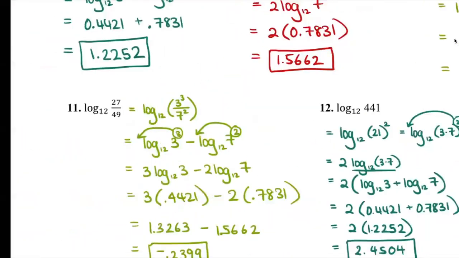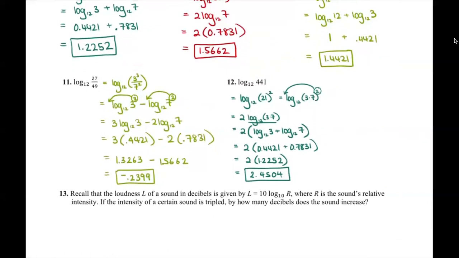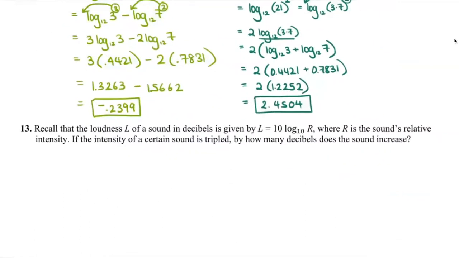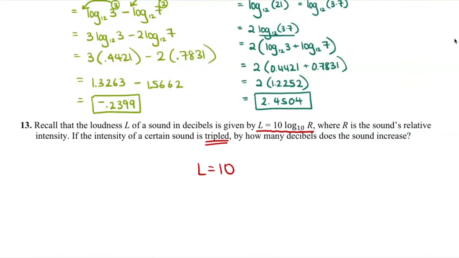All right, so that's kind of the third type of problem you might find. Number 13 is just kind of giving you a situation, a context in which you might see problems like this. This is talking about the loudness, L, of sound in decibels, given by this equation. R is the sound's relative intensity. If the intensity of a certain sound is tripled, by how many decibels does the sound increase? All right. So if the sound is tripled, like let's say my original sound R was just 1, my new R would just be 3.